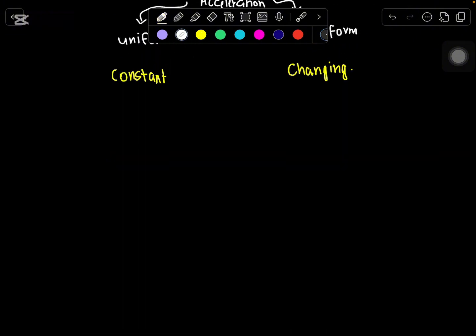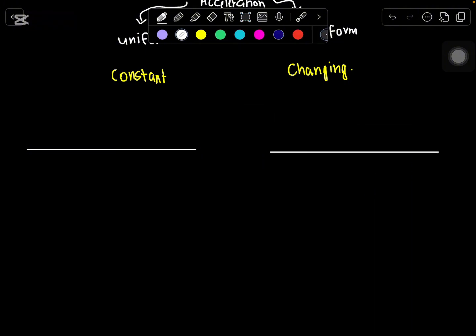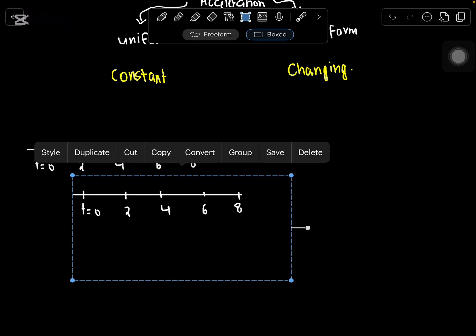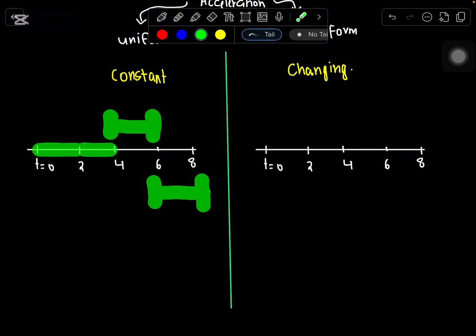I'm going to record two journeys here. Okay, so this is your journey A on the left side, and here's your journey B. T equals 0, 2, 4, 6, and 8. Let me replicate that here. Okay, so now at equal intervals of 2 seconds, I'm going to measure the velocity of two cars. Let me draw a line to separate them. So at 2 second intervals, I am going to see the velocity of two cars.